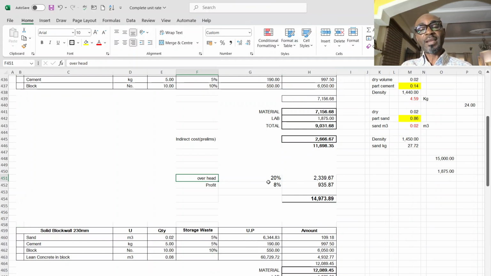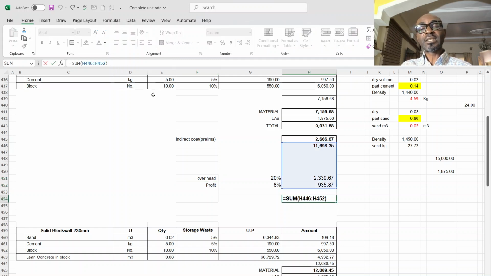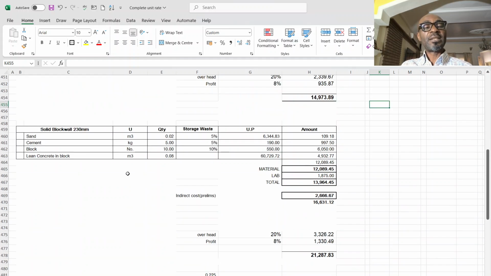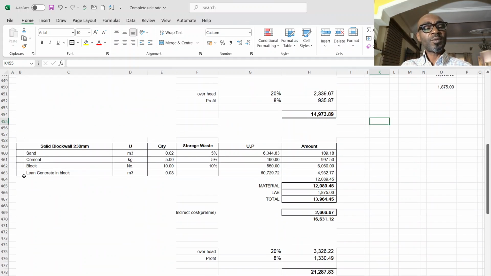Then by the time you apply your overhead, which I also dealt with in some of my videos on how to build up your overheads, your overhead and your profit, by the time you put them together, it gives you 14,973.8 per square meter.